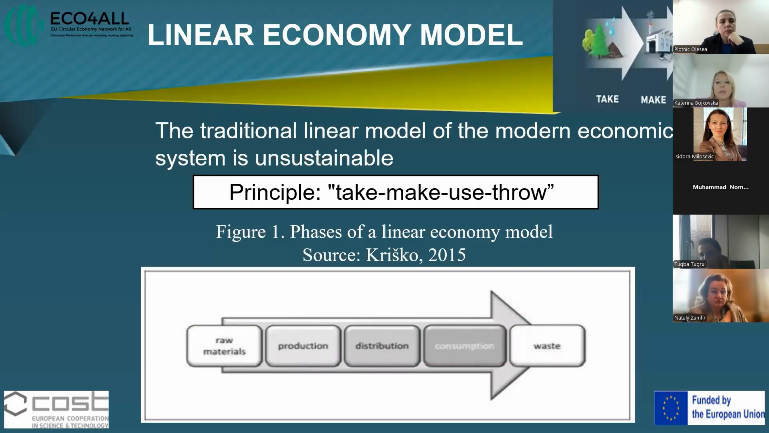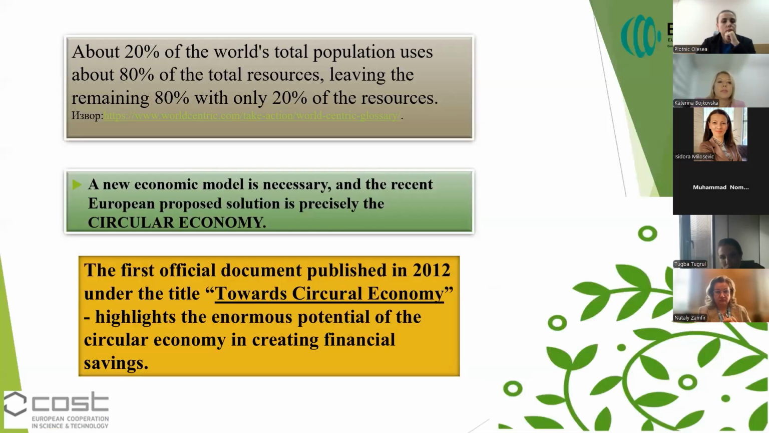The traditional linear model of the modern economic system is unsustainable, and its principle is take, make, use, and throw. Phases of the linear economy model are presented in the figure: raw materials, production, distribution, consumption, and waste. About 20% of the world's total population uses about 80% of the total resources, leaving the remaining 80% with only 20% of the resources.